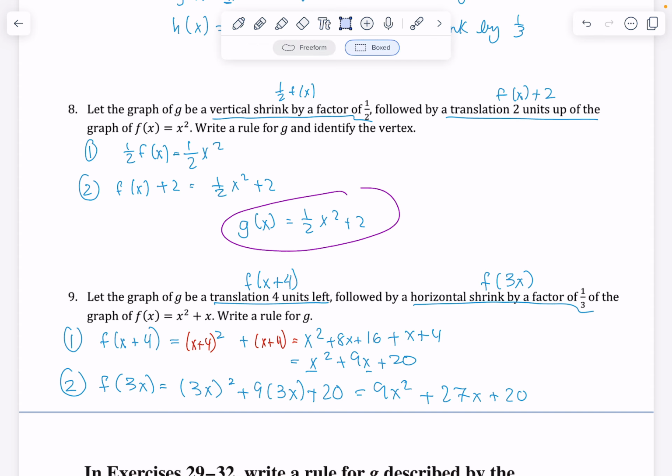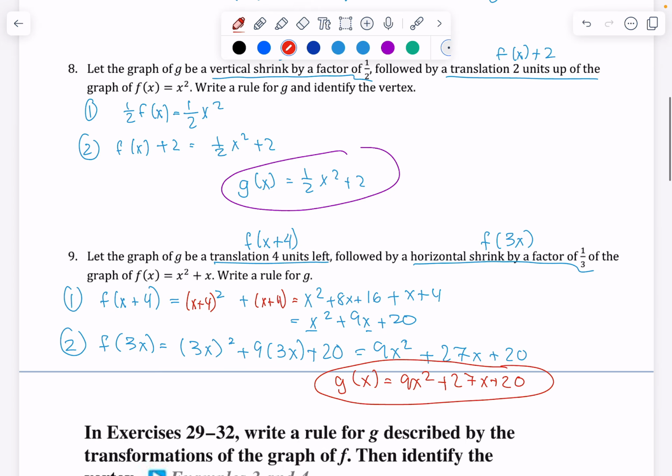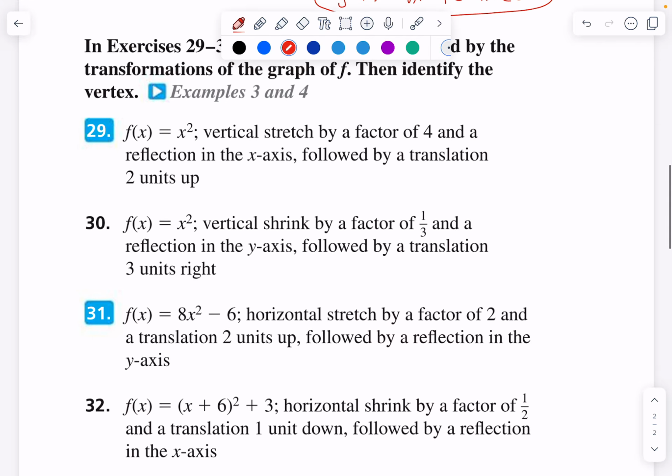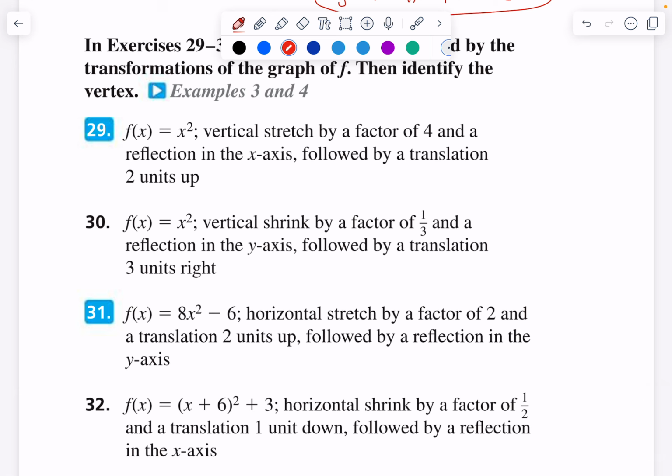So this, after setting it equal to g of x, represents the function after these given transformations. All right, come on, give me something challenging here. Go through these a little bit quicker.